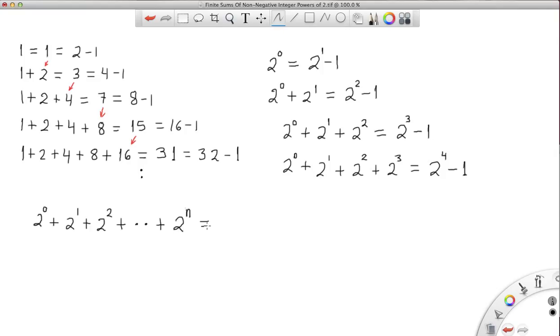And then here we have the sum. The result of the sum is going to be 1 unit less than the next power of 2. So we increase the exponent by 1. So we make it 2 to the n plus 1. That's the next power of 2. And then we subtract 1 from that power.